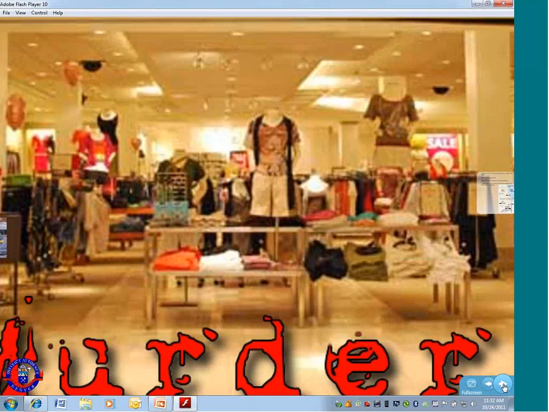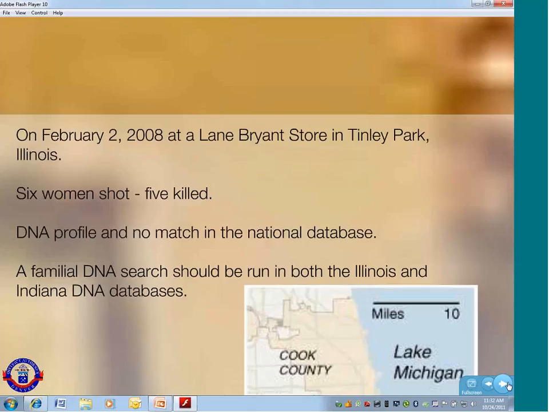So this is a case in 2008 where a man went in, shot 6 women execution style, killing 5 of them, and left a DNA profile that does not match anybody in the national database.